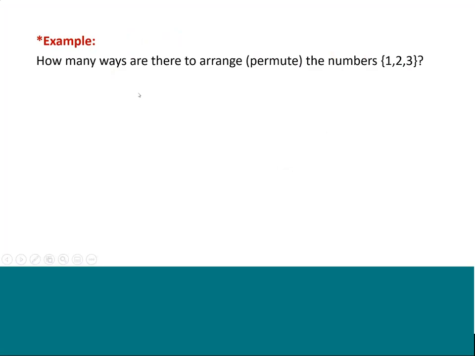Our next question says, how many ways are there to arrange, or the other word that is often used here, how many ways are there to permute the numbers 1 through 3? And we often are just using integers here. So even though I say numbers, this is why I wrote them out explicitly in the set, we're really looking at the integers 1 through 3. Okay? Now this one here is a little bit different. Notice it says how many ways are there to arrange or rearrange these different numbers.